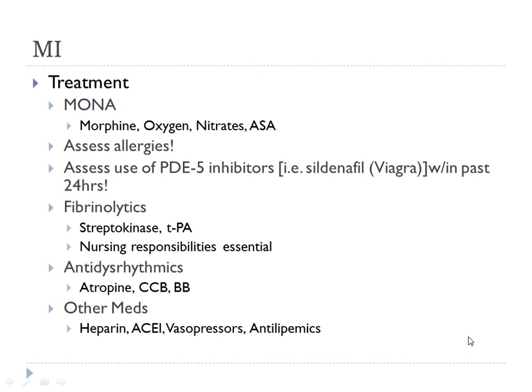Nitrates, you know how those work, right? Vasodilation, hopefully to open up the coronary arteries to reperfuse that ischemic or infarcted area of the heart. I said assess allergies. Sometimes patients are allergic to these things. A patient would not be allergic to oxygen, but aspirin, nitro, and morphine, a person can have an allergy to any of those three. So be sure to assess that.